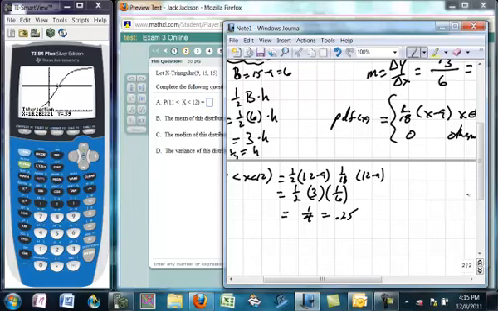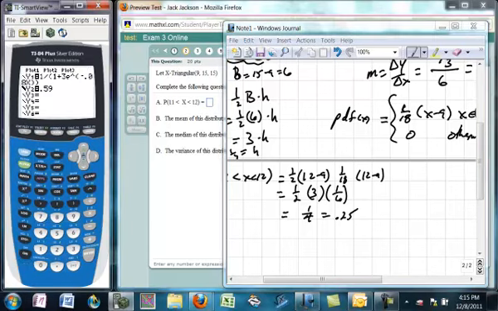Okay. Now, let me show you an alternative method, or check. So I'm going to go back to my calculator. I'm going to clear these out, or just go down to a different one if we want to. And let's graph the formula.